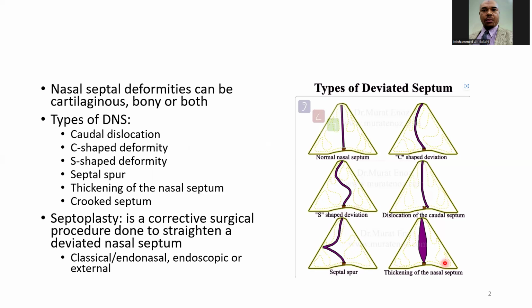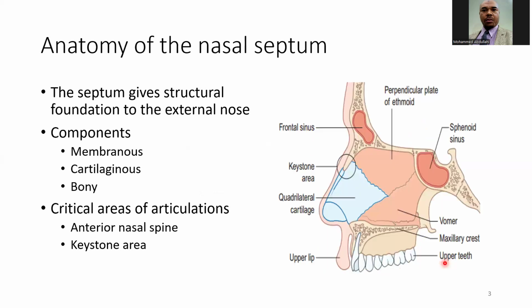Septoplasty is a surgical or a corrective surgical procedure done to straighten a deviated nasal septum. The procedure can be endonasal, endoscopic, or external. The septum gives a structural foundation to the external nose. It consists of three components: the membranous, the cartilaginous, and the bony component. The membranous component forms the most anterior part of the nasal septum.